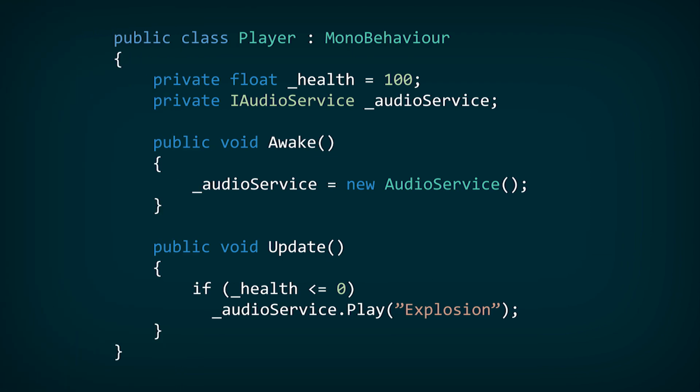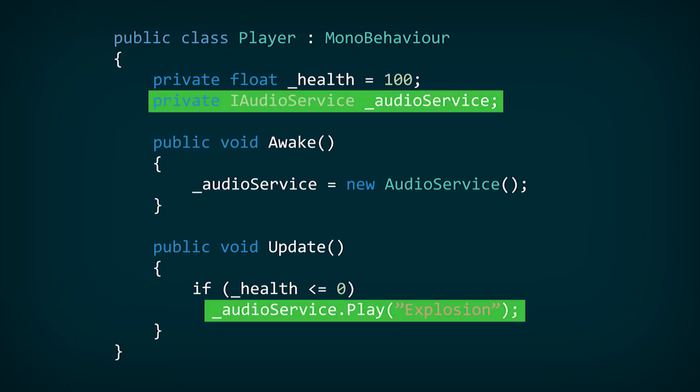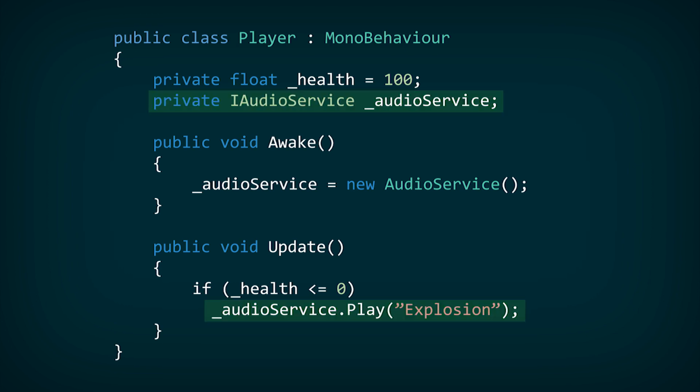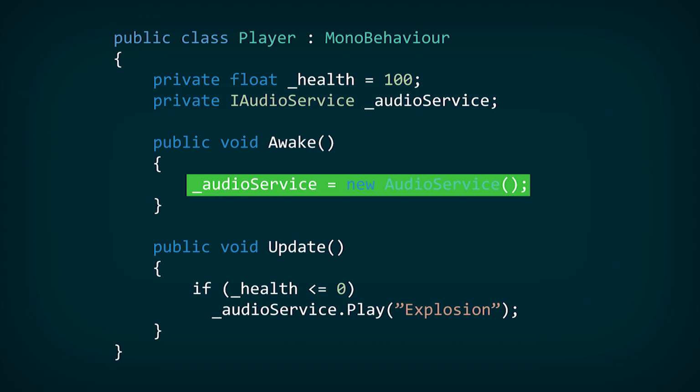It depends on some implementation of IAudioService to play an explosion effect when the player runs out of health. It fills this dependency by creating an instance of the AudioService class. This works, but it locks the player class into this specific implementation of IAudioService. What if we needed to use a different implementation?